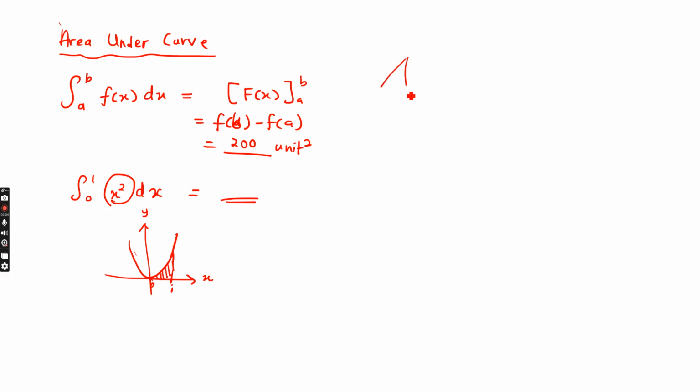Just like how we find the area of a triangle, the area of a circle, the area of a square. So let's say here you get the value of 5, just an example, 5 units square. This value of 5 is the size of the area that is shaded under the curve.